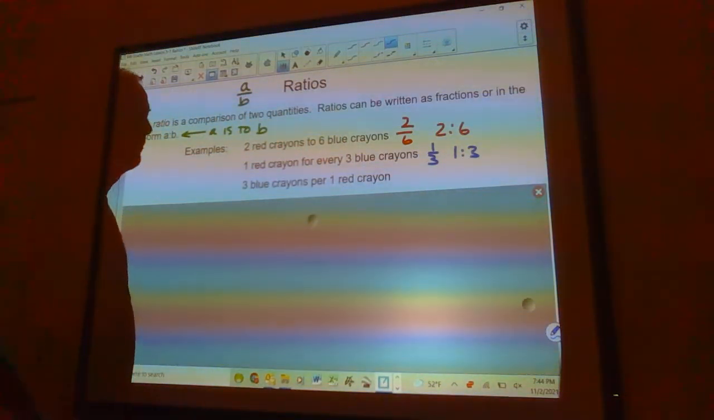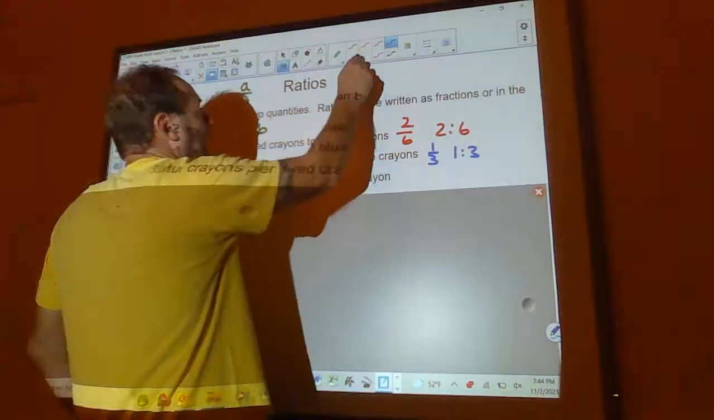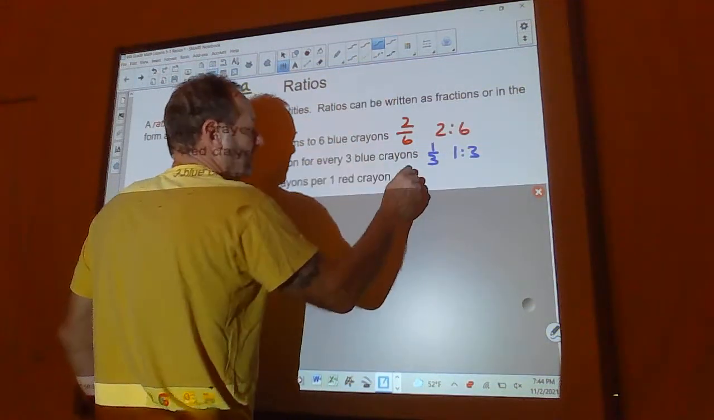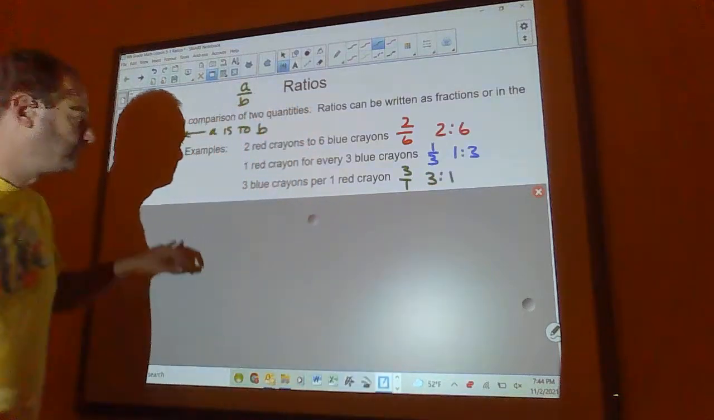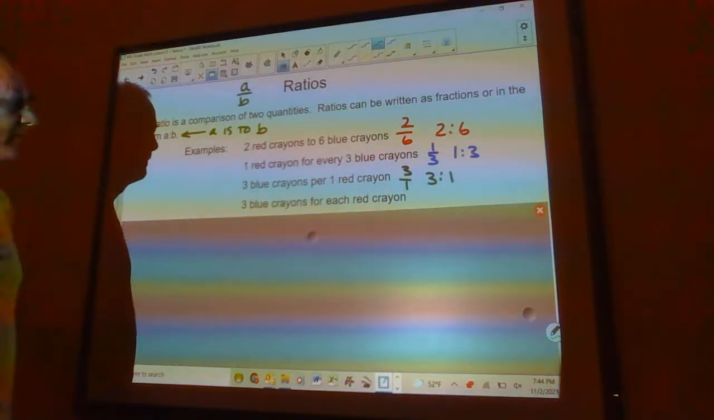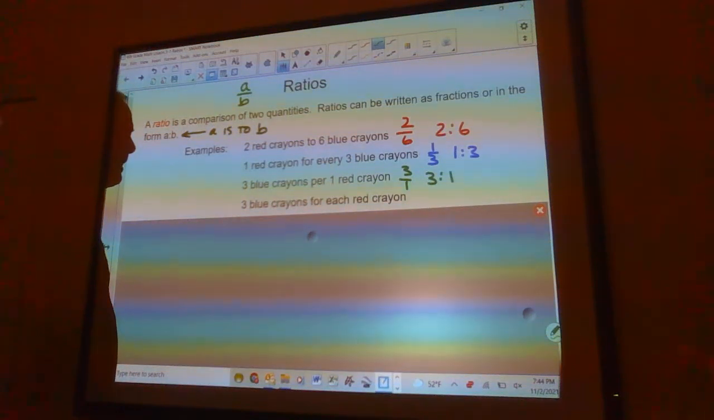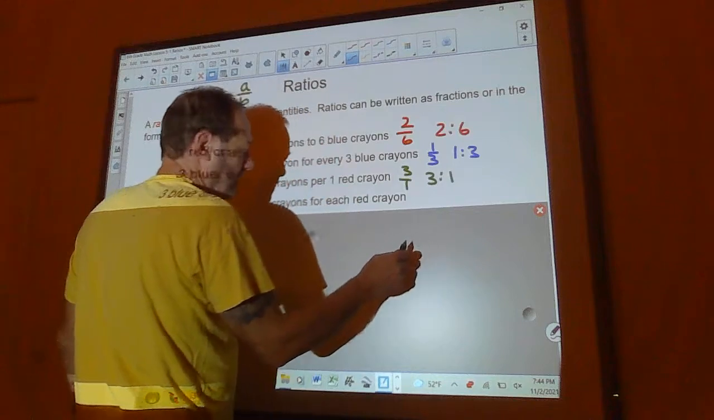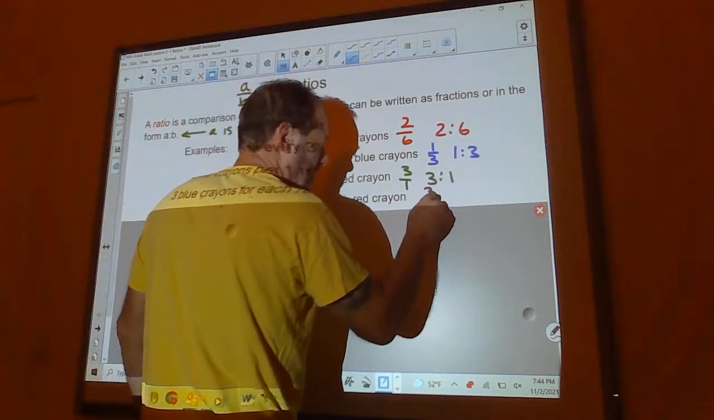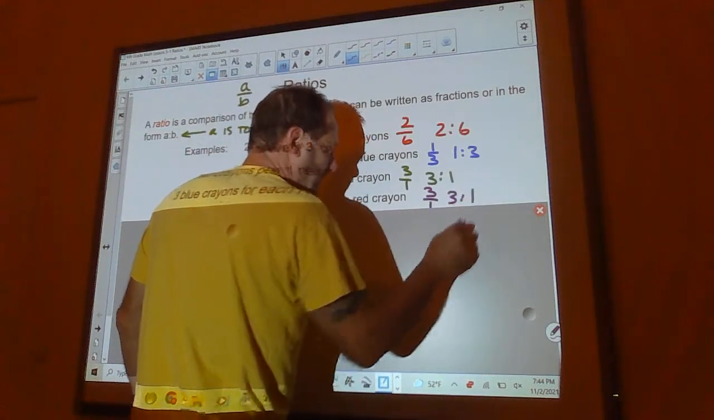3 blue crayons for 1 red crayon. Okay, what's the difference there? Well, that's just going to be 3 to 1 instead of 1 to 3. 3 blue crayons for each red crayon. That would also be 3 to 1, like this.